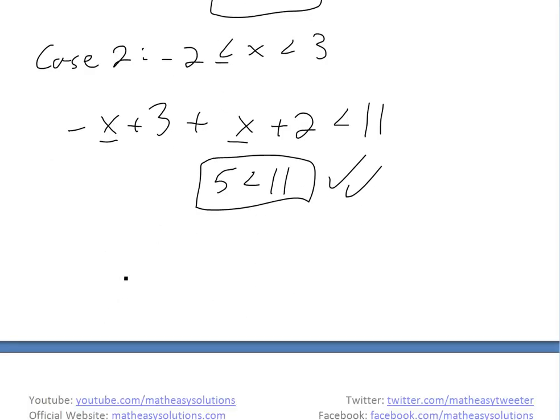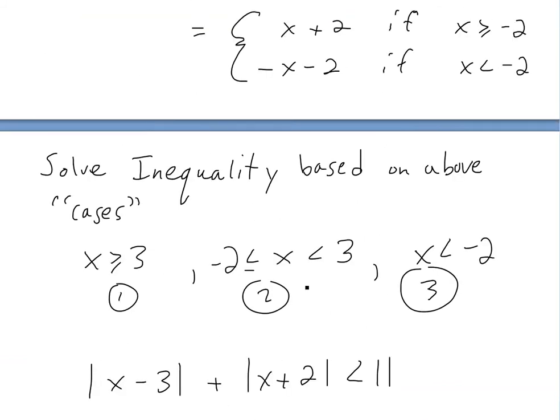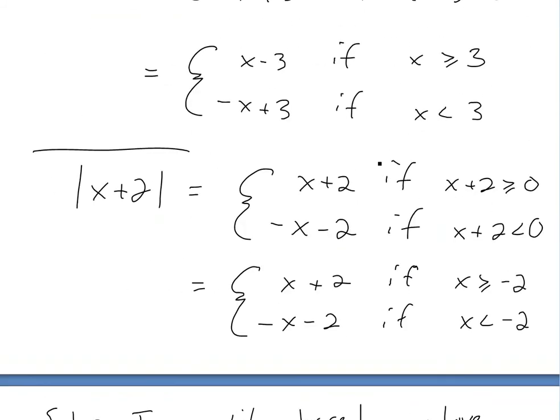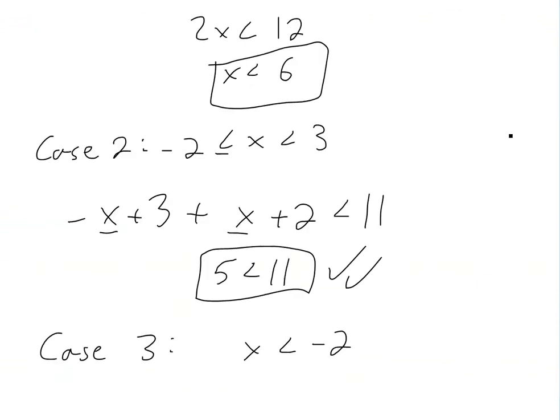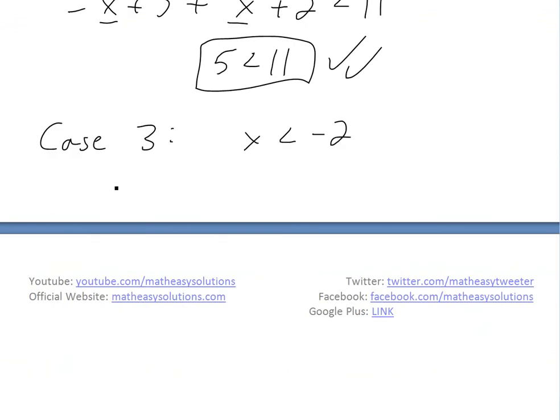So now let's look at case 3. Case 3 is basically where x is less than negative 2. So we look at what values it is here. If it's less than negative 2, it's going to be less than 3. So we're going to have this negative x plus 3, and it's also going to have this negative x minus 2 here. So everything's going to be on the negative side of the absolute value. So we're just going to write negative x plus 3, negative x minus 2 is less than 11.